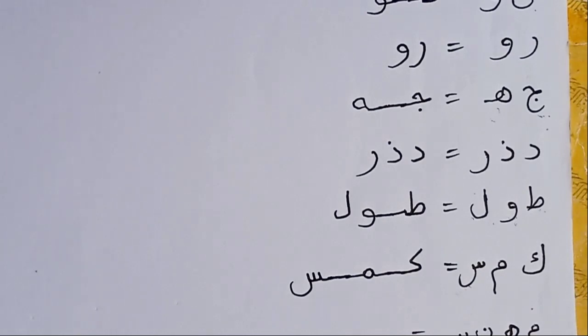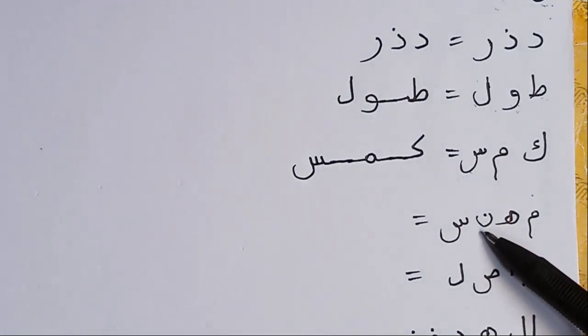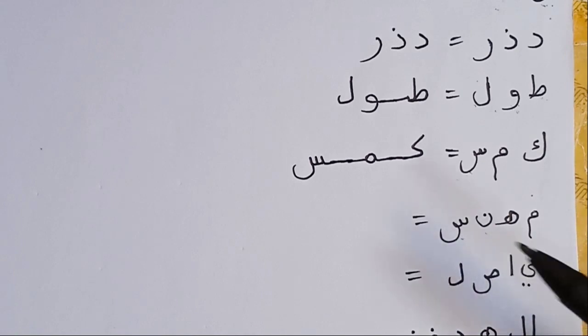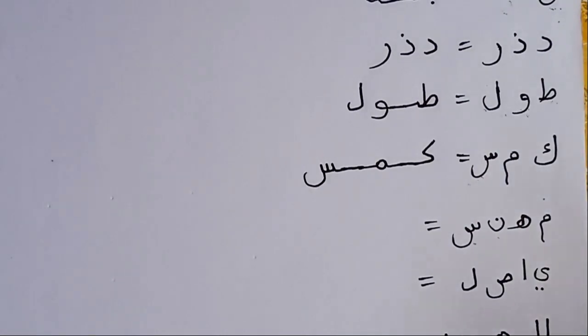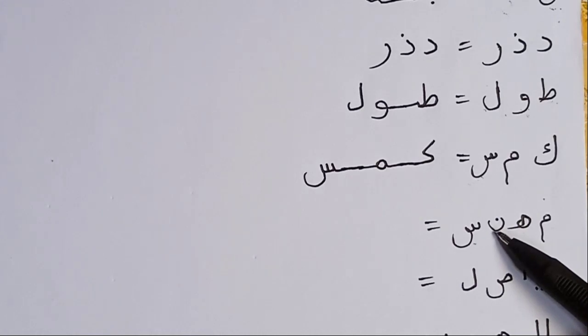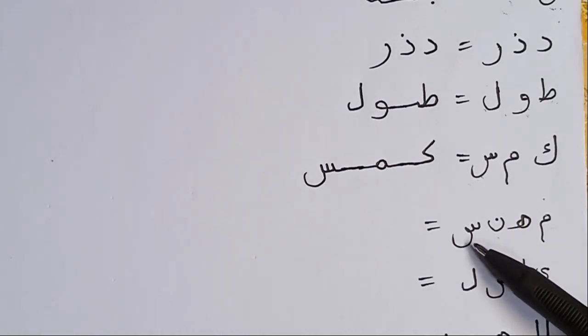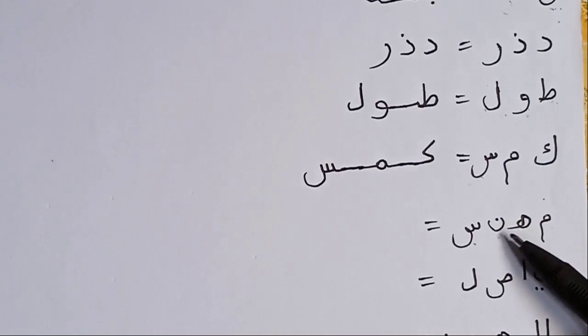So the next one is 4-letter words here: mim, ha, nun, and sin. So they will all be joined together because they are all from what? Joint letters. We consider the mim at the beginning of the word, the ha at the middle of the word, then the nun at the middle of the word as well, and also the sin at the end of the word. So when they appear as 4 letters, we consider both letters in the middle as the middle of the word.